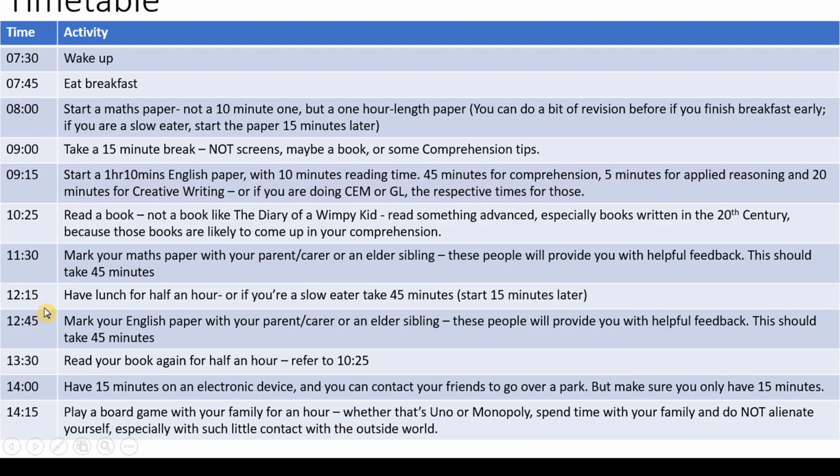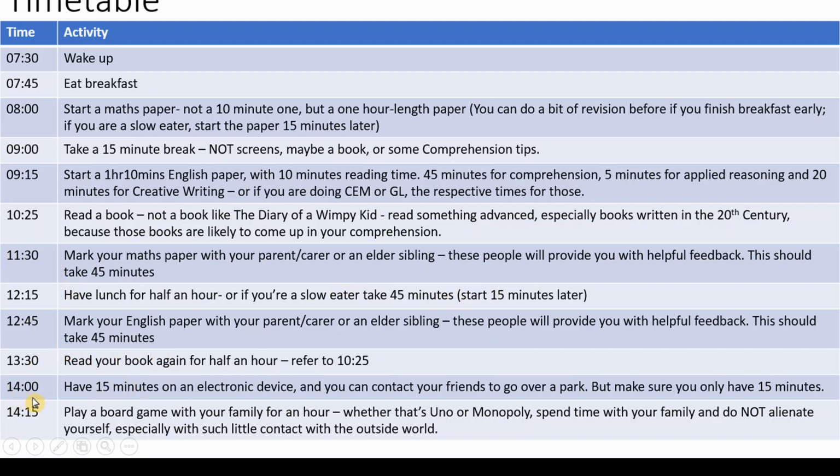And then at 12:15, have lunch for half an hour, and then at 12:45, mark your English paper with your parent, carer or elder sibling. Again, these people will provide you with helpful feedback, and again it should take roughly 45 minutes. And read your book again for half an hour.